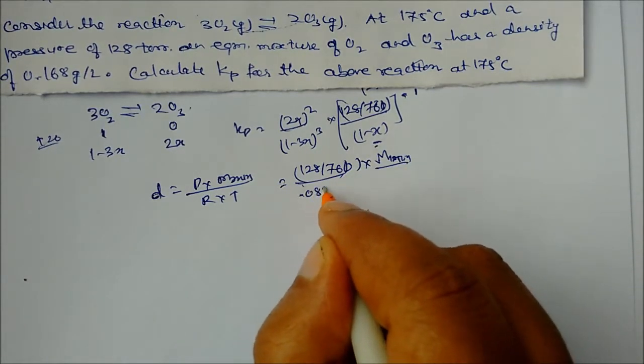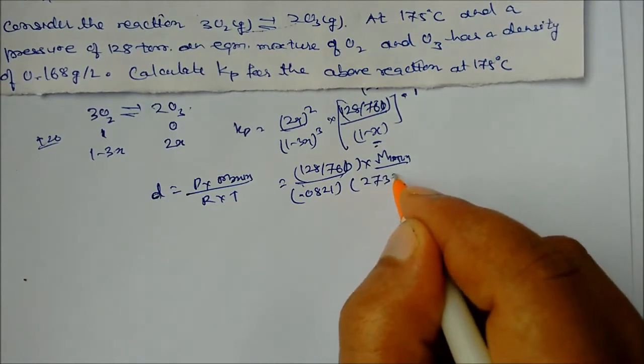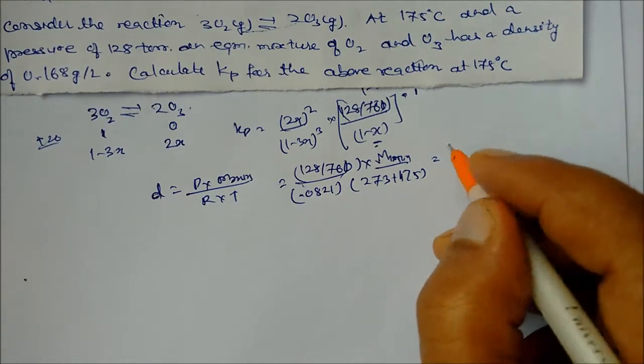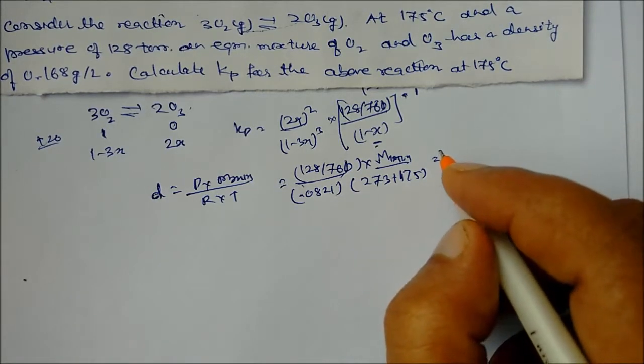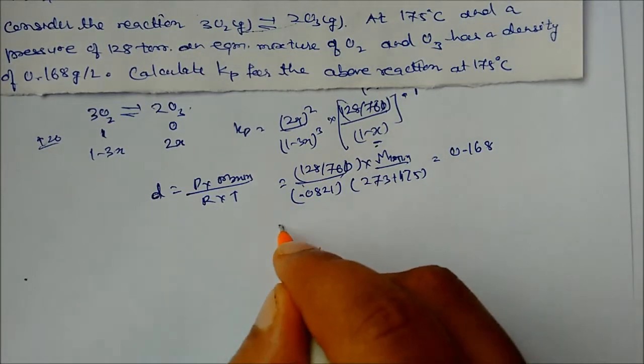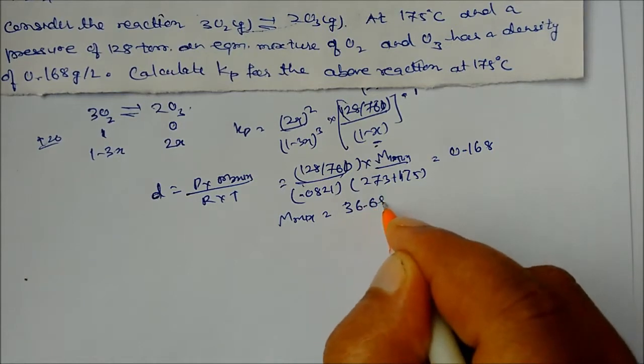0.0821, and this is the temperature they have given here, 273 plus 175. So this is temperature. On solving, we will get here, so density is given here 0.168. So from here we can get molar mass of the mixture is 36.68. This is the molar mass of the mixture.